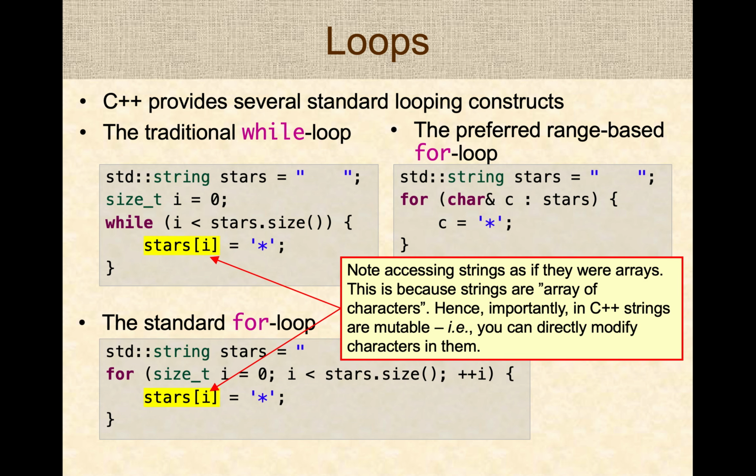Again, in this example, note how we can access strings as if they were arrays. This is because a string is an array of characters. And also in C++, strings are mutable. That means we can directly modify characters in them. Some languages will not permit you to modify strings, but in C++, you can modify strings and work with them as if they're an array of characters.